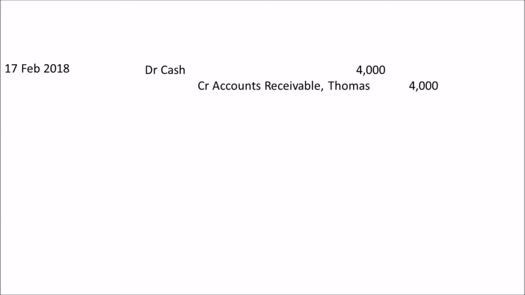17th February, from the accounts, we saw a debit cash and a credit accounts receivable, Thomas, by $4,000. The customer has paid the company in this transaction. 19th February, debit utilities expense and credit cash by $2,100. Here, the company incurred and paid utilities expense.